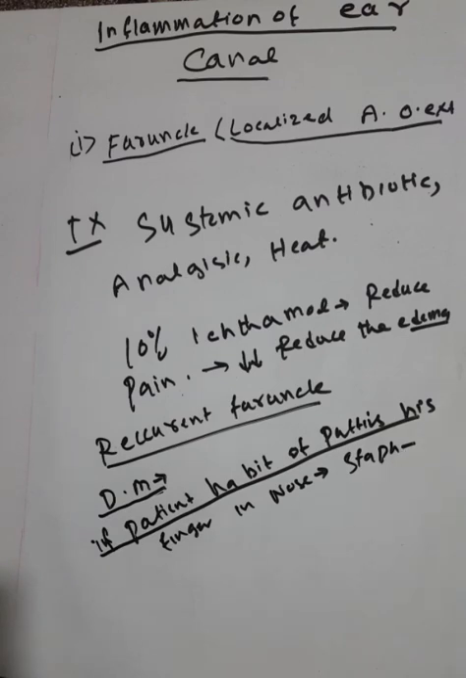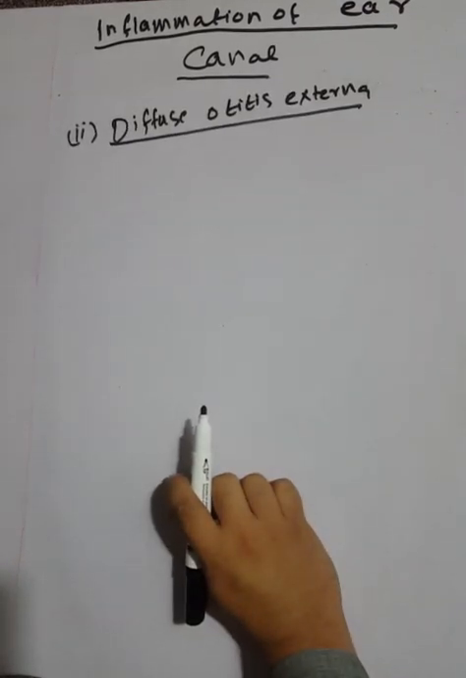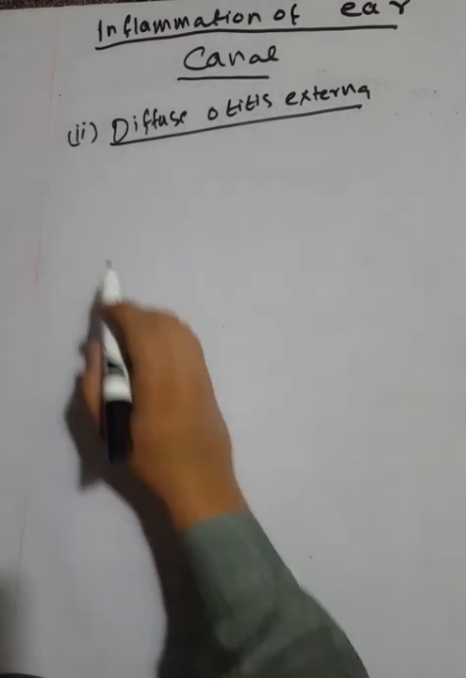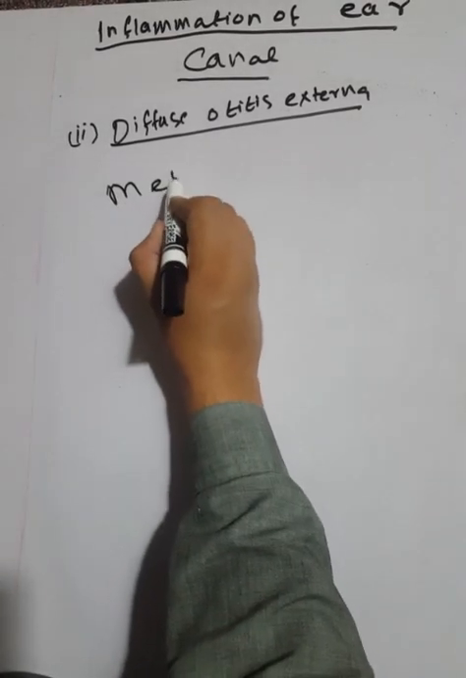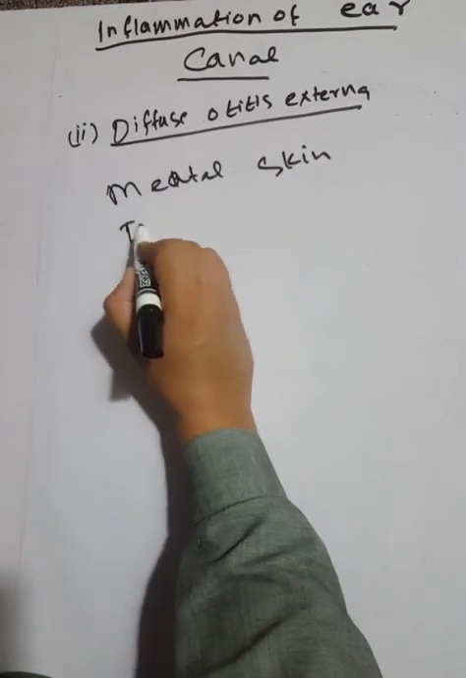The second type of infection and inflammation of the ear canal is diffuse otitis externa. It is a diffuse inflammation of the meatal skin which may spread to involve the pinna and the epidermal layer of the tympanic membrane.